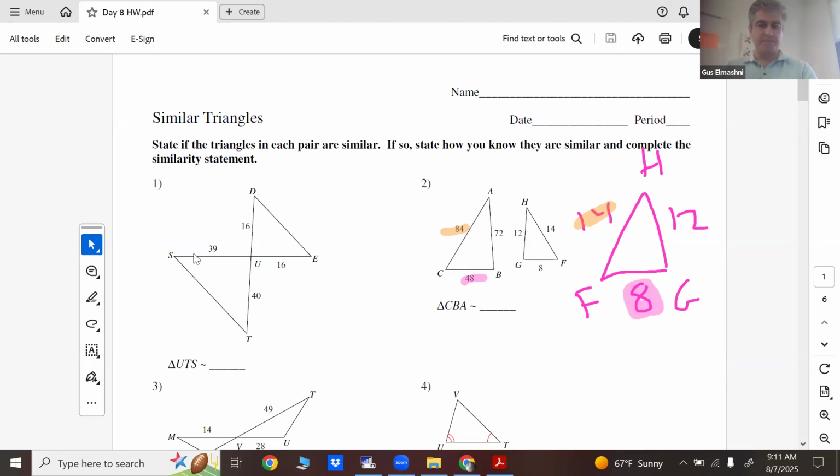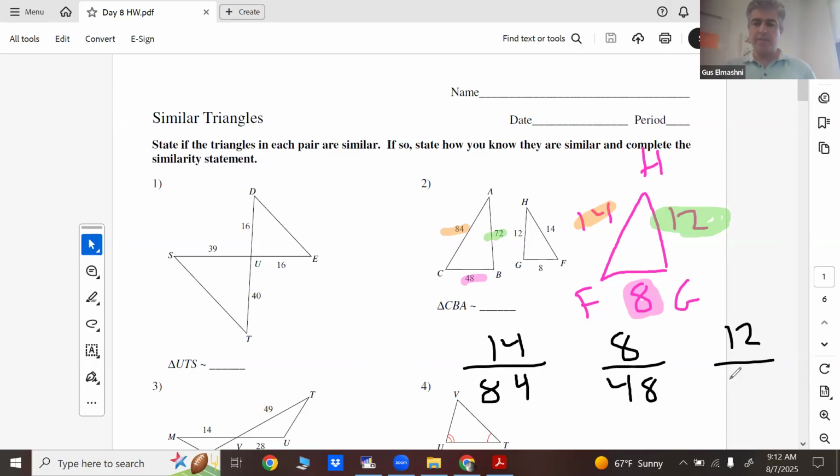And then, okay, so let's think about it. 14 out of 84, 8 out of 48, and 12 out of 72. So first you had to reorient it in such a way so that they do line up as they should. Right now, it doesn't look like they're oriented the same way. One's much more slanted this way, and the other slanted more that way. So I flipped GHF, and, or yeah, not rotate, I reflected it. That's a fair way of saying it.